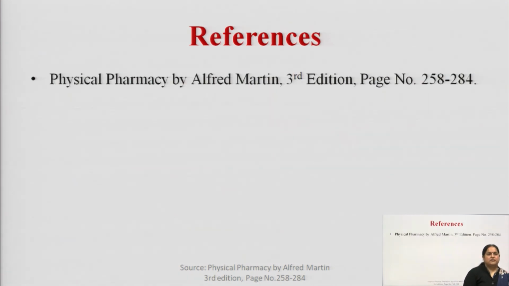For these three concepts you can refer to Physical Pharmacy by Alfred Martin, 3rd edition, page number 258 to 284, right. This particular chapter is in the 3rd edition of Physical Pharmacy by Alfred Martin. It is not present in the 6th edition, which is nowadays prevalent. It is an older version of this book, and you will find this chapter in it, and you can also follow different other books that you can find on the syllabus.